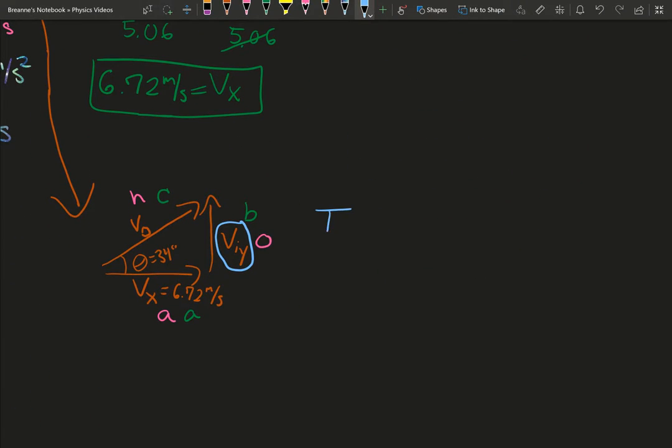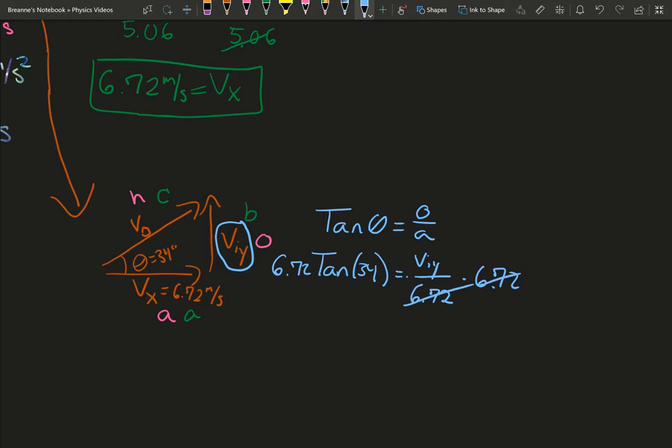So over here, tan theta equals opposite over adjacent. So we just plug in what we got. Our theta is 34. Our opposite is what we're looking for, that is our initial velocity in the y. And our adjacent is 6.72. We want our Viy by itself. It's being divided, the opposite of divide is multiply, and what you do to one side, you have to do to the other. So you get your Viy, and you can just plug that into your calculator: 6.72 times tan of 34.